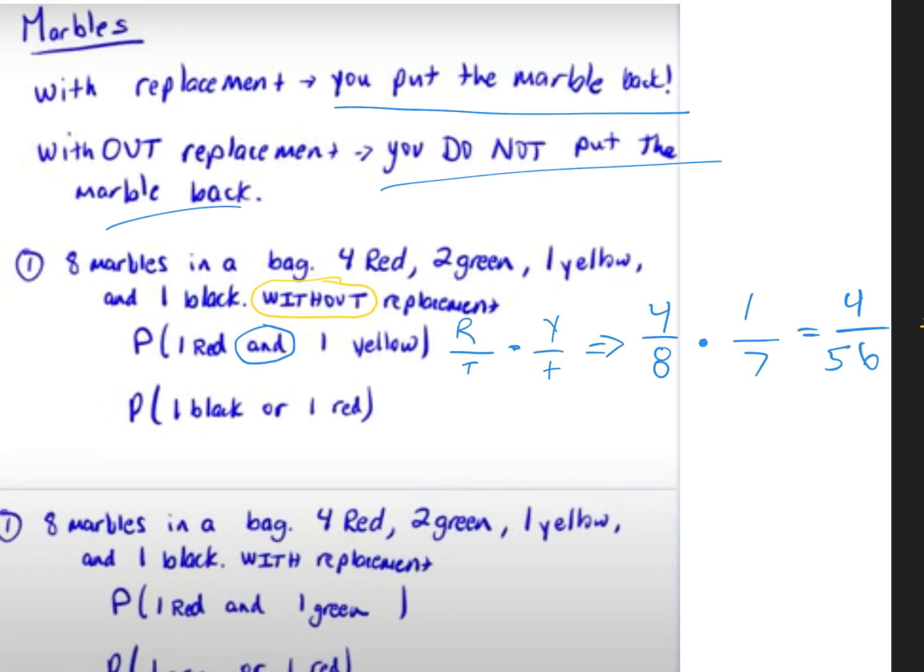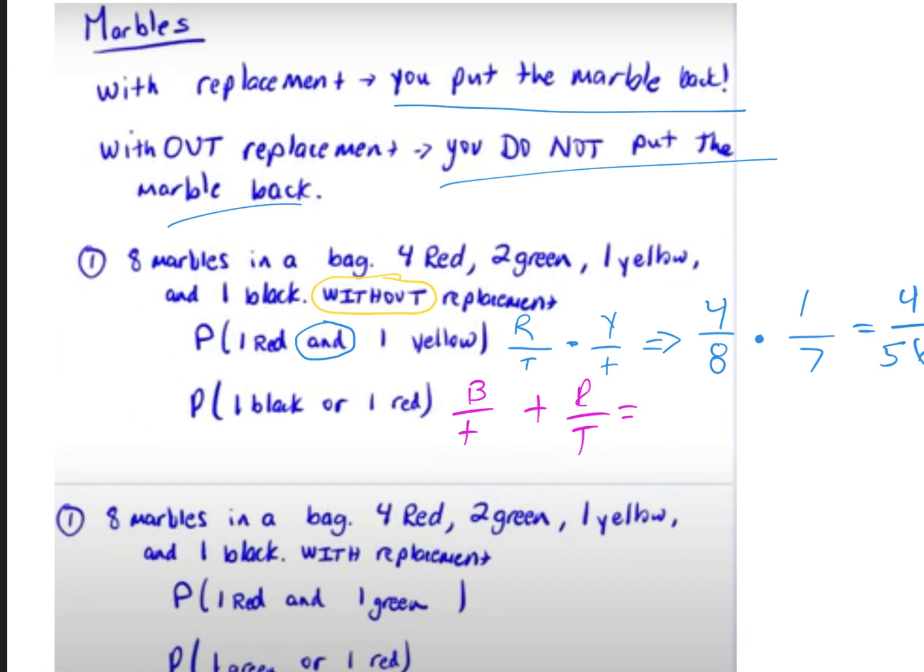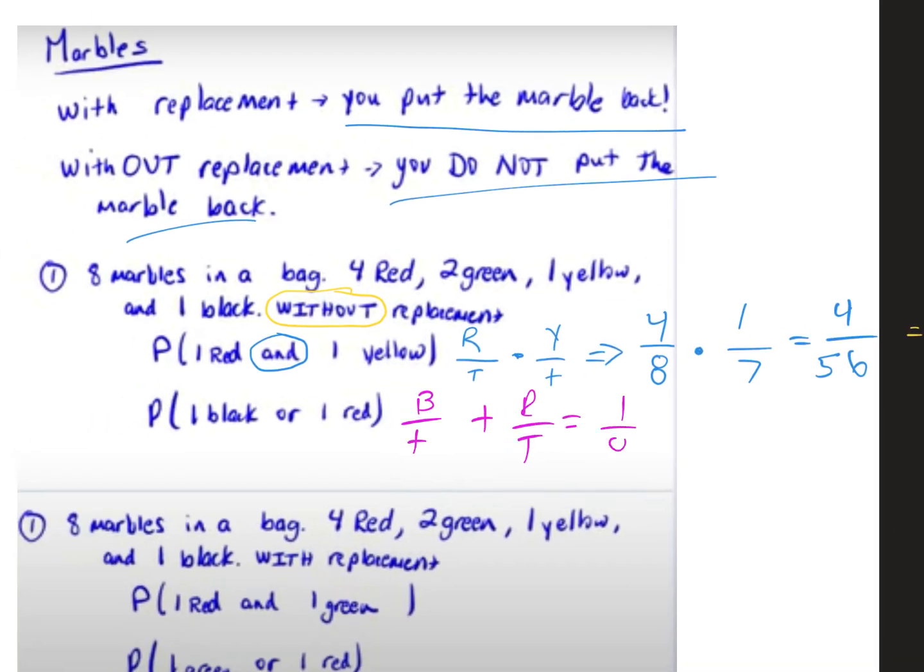Now, how can we change this problem? I could have done the exact same thing, but instead of the word "and," I put "or." What would that mean to do? Add. Okay? This is where you guys just got to pay attention to the wording. In this second question, I want the probability of a black or a red. Or means to do what? Add. So how many black marbles are in the bag? 1 out of 8, correct?